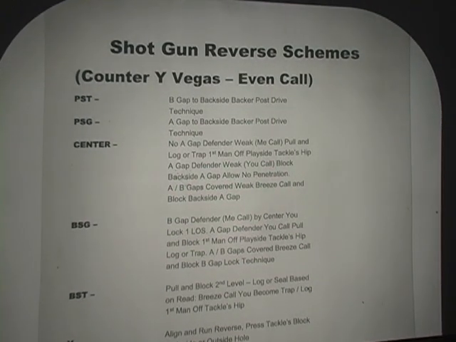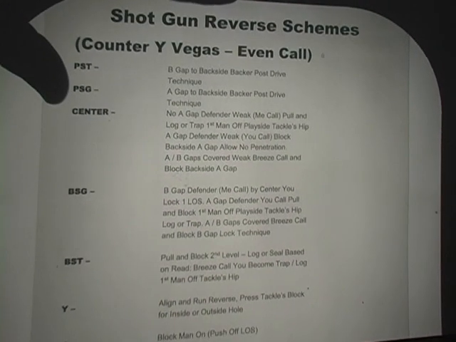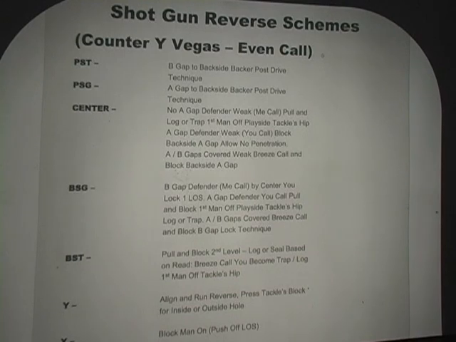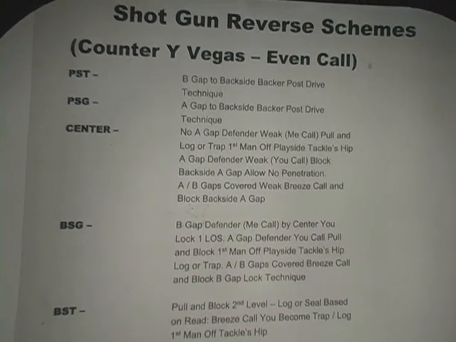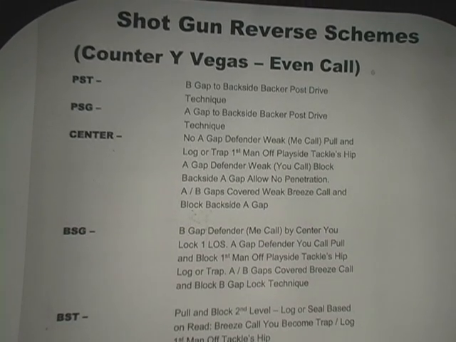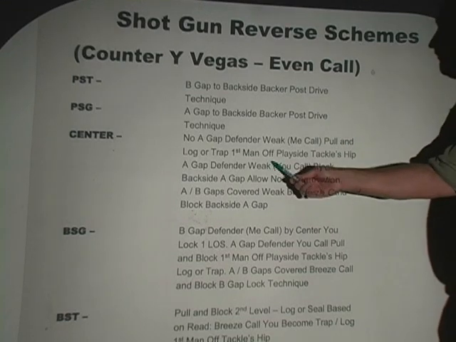All right, so play side, it shouldn't be any problem at all. Play side, we should be all on the same page. Play side tackle, B gap to backside backer, post drive technique. Play side guard, A gap to backside backer, post drive technique. Center, no A gap defender, weak, me call, pull and log or trap, first man off the tackle's hit. We're thinking we're going to probably trap because of a long yardage situation or whenever we're running it, 4 wide.